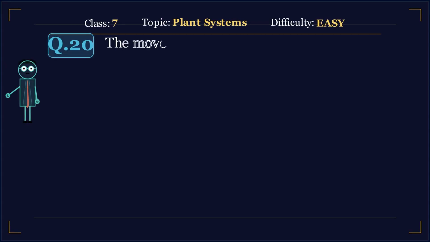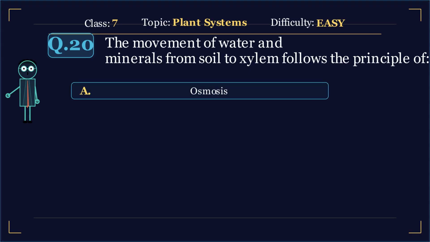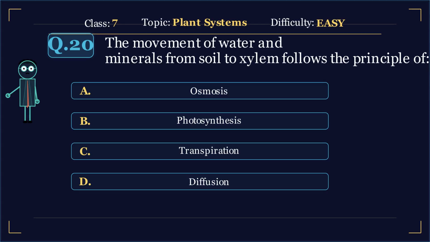Question 20. The movement of water and minerals from soil to xylem follows the principle of blank. Option A, osmosis. Option B, photosynthesis. Option C, transpiration. Option D, diffusion.